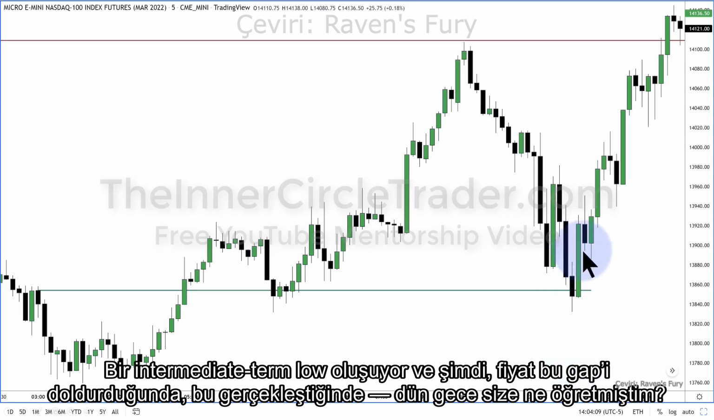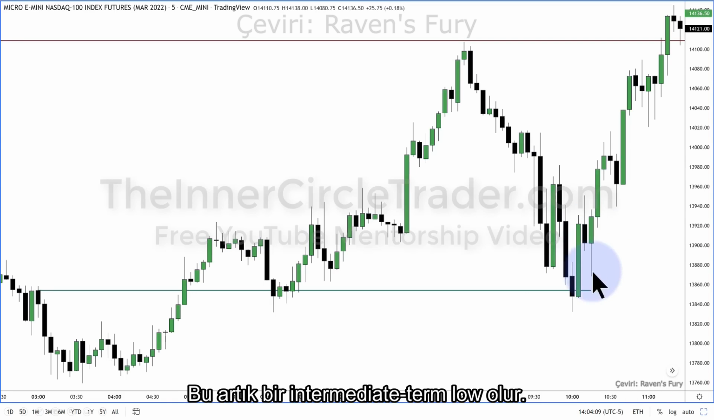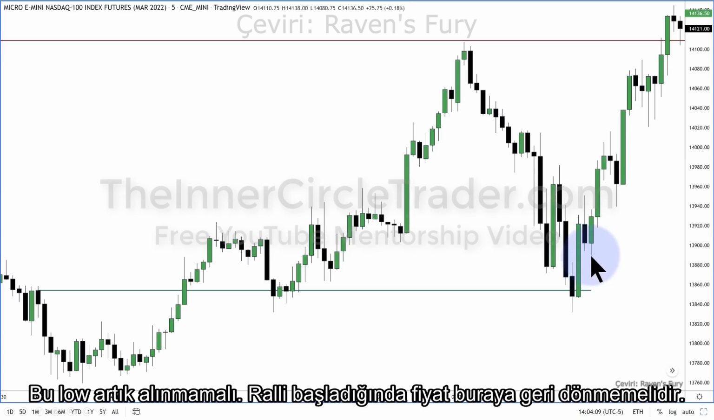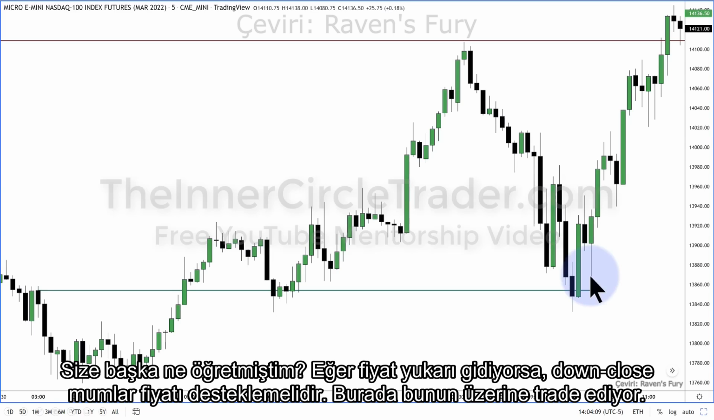When it fills in that gap, once that happens, what did I teach you last night? This becomes an intermediate term low. This low should not be taken out. Once it starts rallying, it should not come back down here. What else did I teach you? If price is going higher, down closed candles should support price.